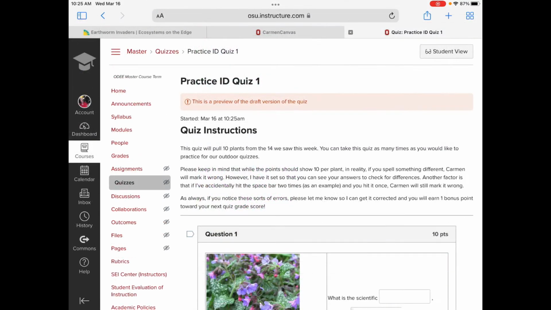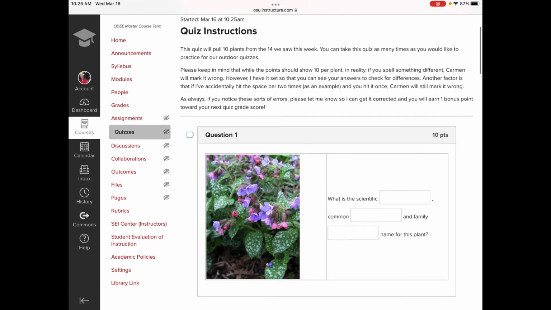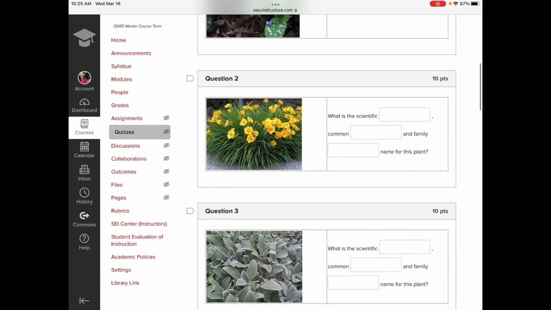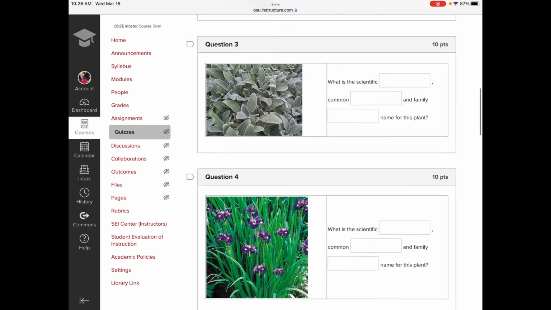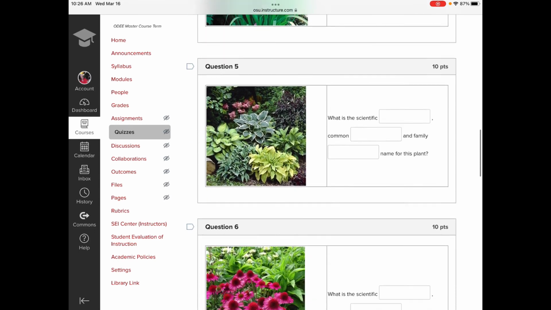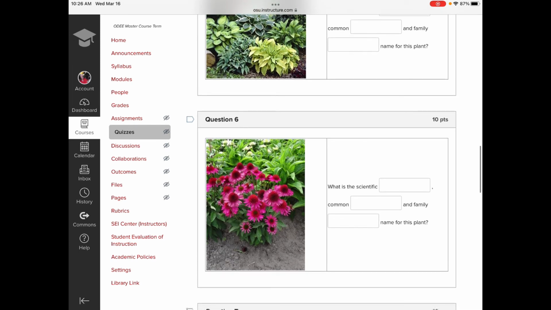Okay, one of the things that I do is teach plant identification, and trying to get them to learn to memorize is difficult. So I created a list of all 14 plants from the first list, and then I created a quiz which will randomly pull 10 of them. So every time they take it, and they can take it as many times as they want, it will pull 10 different plants from the 14, and you can see that they have to do the scientific, the common, and the family name.